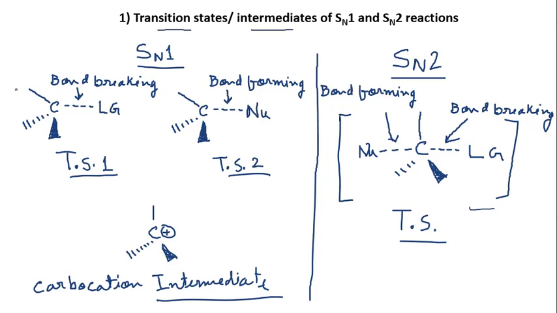But for the SN1 reaction, this is the trickiest part. For the SN1 reaction you have two transition states and one intermediate, right? So the carbocation intermediate you have to draw, and you have to draw two transition states. The first one is the bond breaking process, when the leaving group is leaving to form the carbocation. And the second transition state is when the nucleophile is forming the bond with the carbocation.